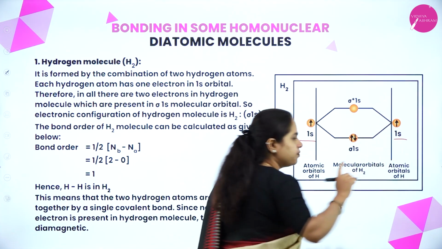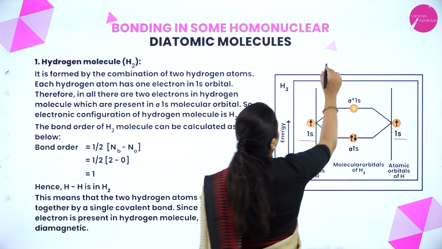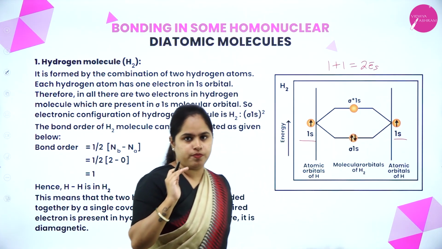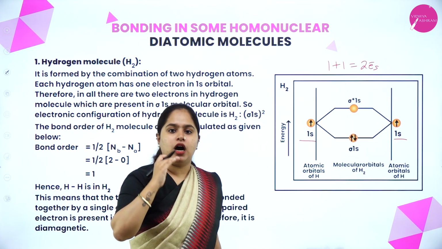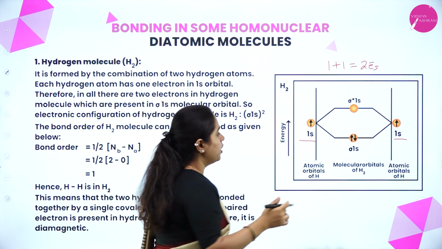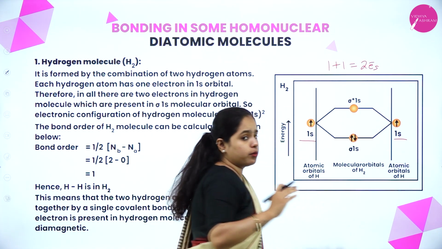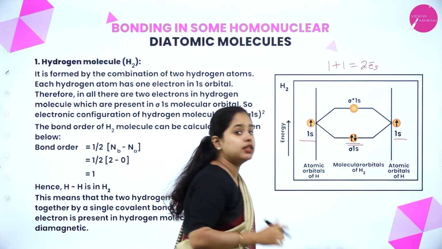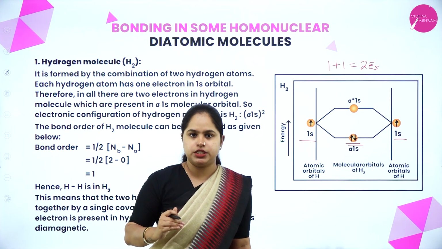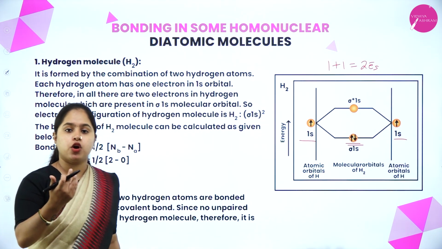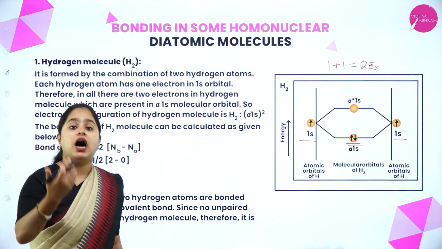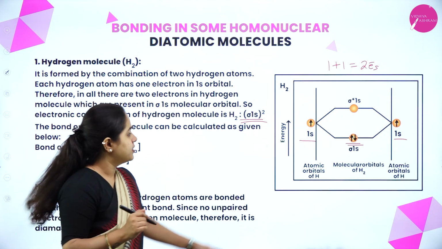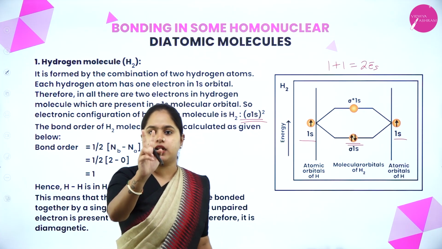In this hydrogen atom, 1 electron is present. So a total of 2 electrons will be present in the molecule, right? According to the rules which we have studied, first the molecular orbital with the lower energy gets filled. So the 2 electrons get filled in the sigma 1s orbital. So what will be the electronic configuration of the H2 molecule? It will be sigma 1s2. In the sigma 1s molecular orbital, there are 2 electrons.